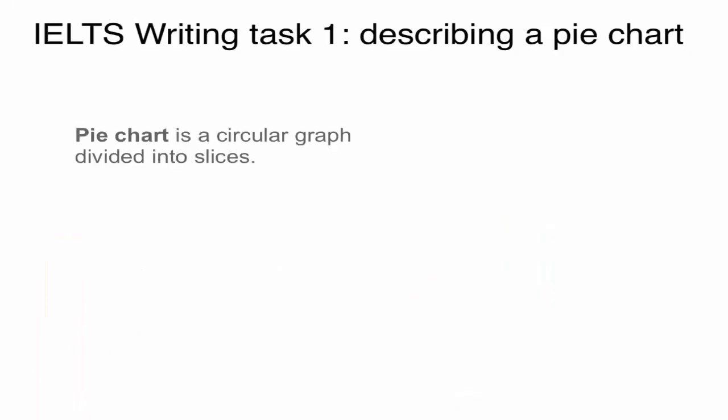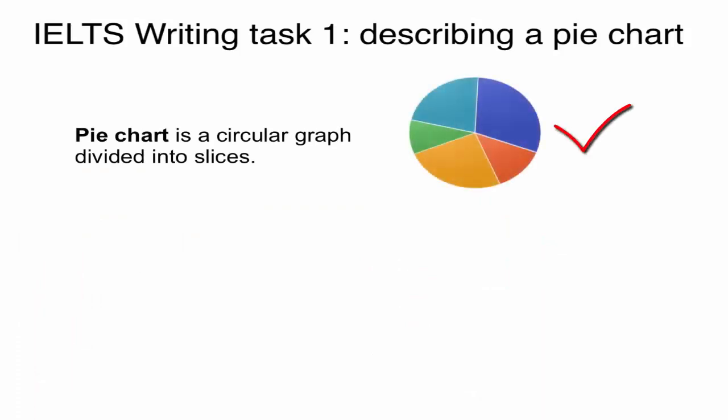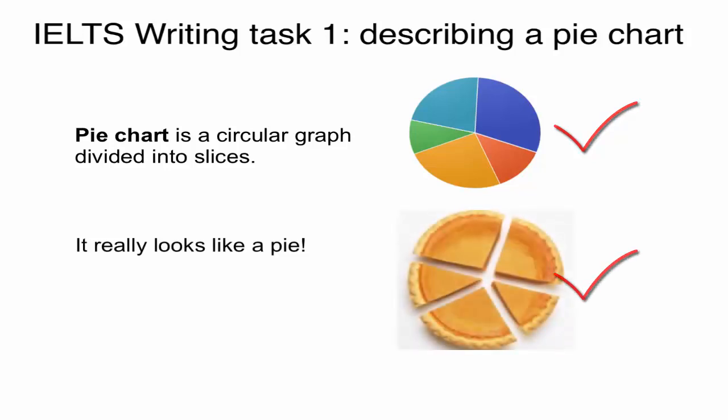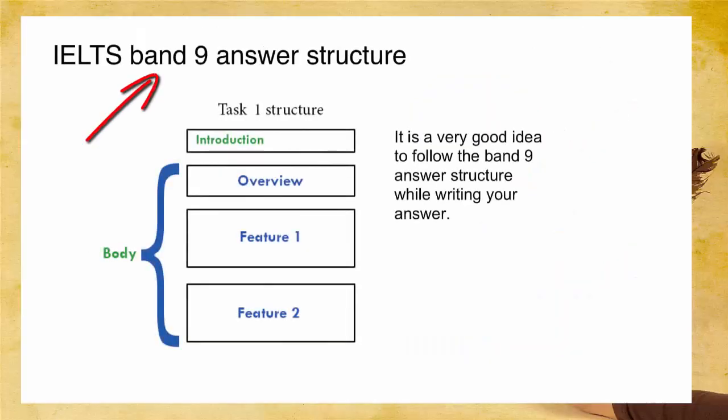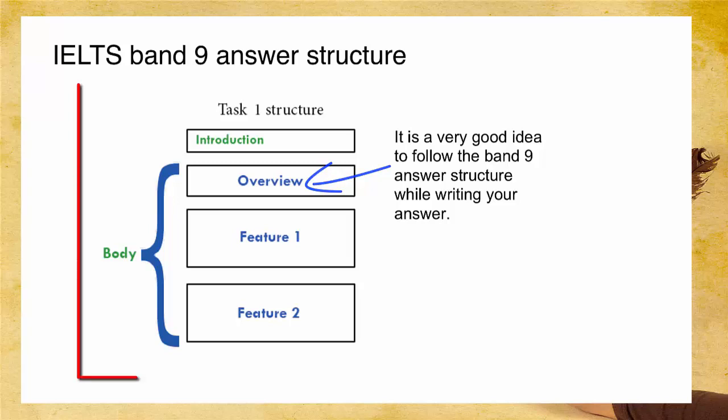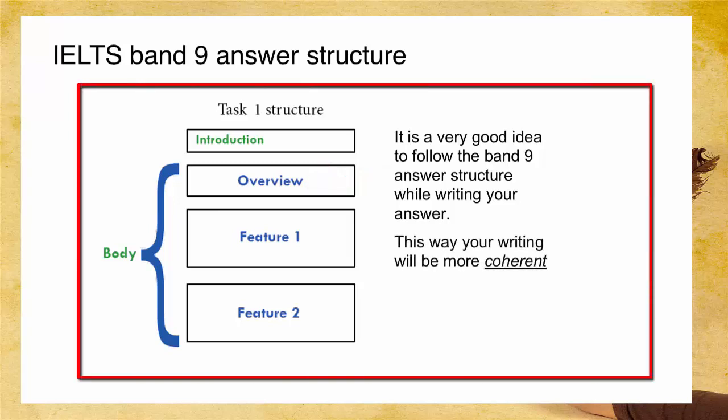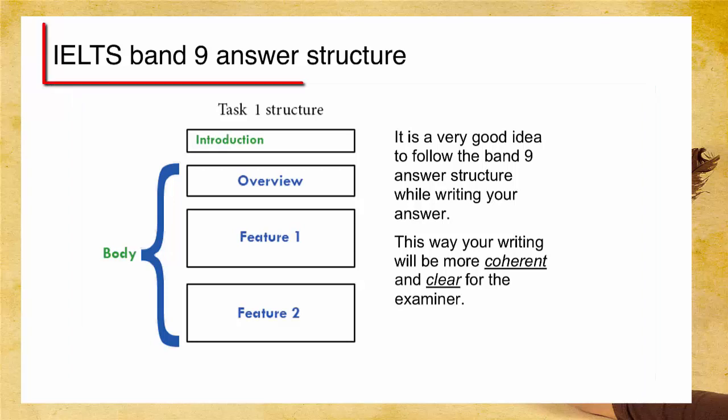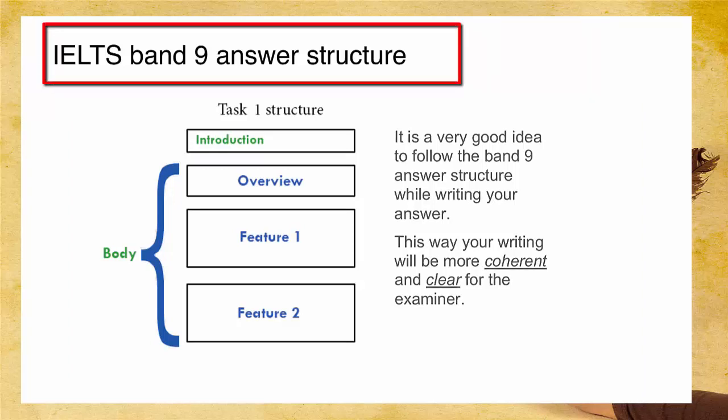As you know, a pie chart is a circular graph divided into slices. Well, it really looks like a pie, so that's where its name came from. It is a very good idea to follow the Band 9 answer structure while writing your answer. This way, your writing will be more coherent and clear for the examiner. So, let's study the Band 9 answer structure together.